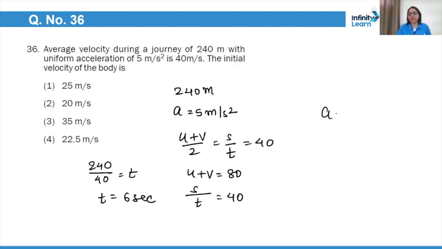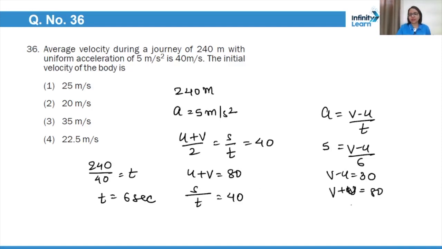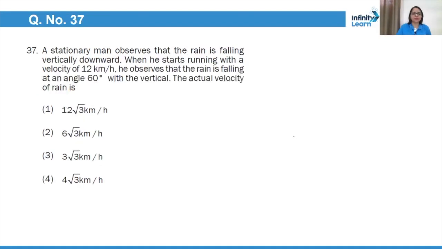Now I know what is acceleration. It is v minus u upon time. So v minus u upon 6 is equal to acceleration, which is 5. So v minus u will be 30 and we have v plus u will be 80, right? So let's subtract this equation. So this will cancel. We have minus 2u is equal to minus 50. So u will be 25 meter per second. So this is the value of initial velocity.